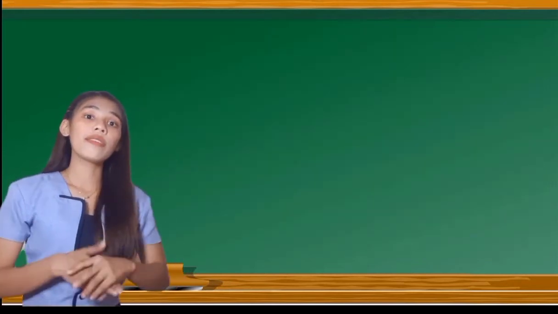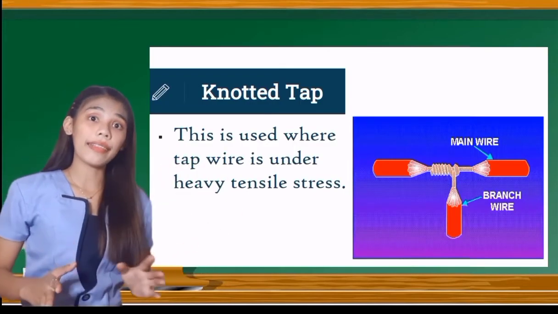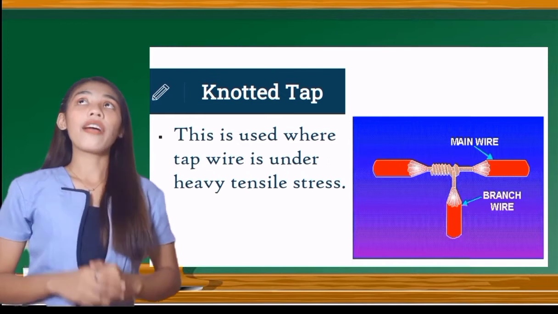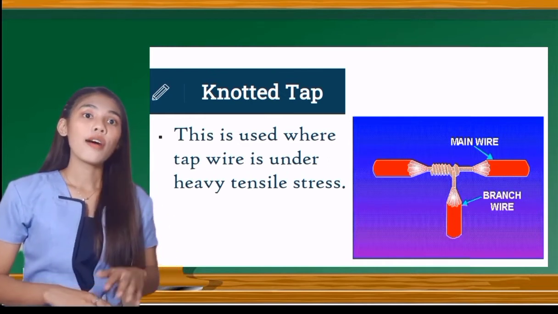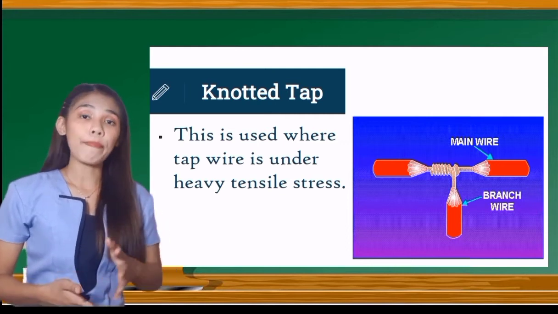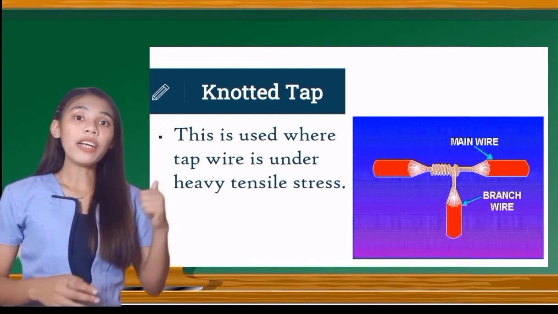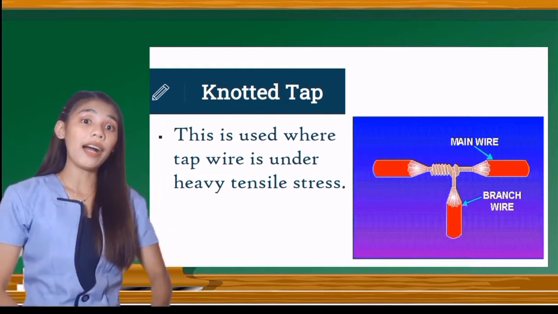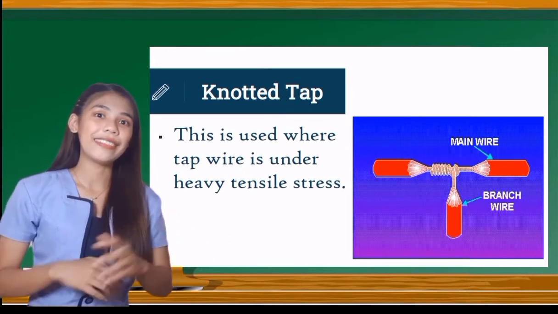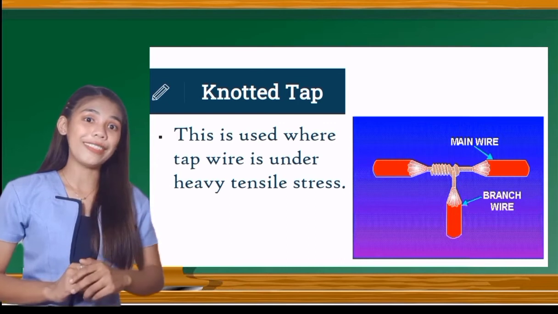Then the third one is what we call the knotted tap. The knotted tap is used where the tap wire is under heavy tensile stress. It is also a way of splicing two wires together. The branch wire is tapped on the main wire by joining it in a T formation. Always remember that the knotted tap is like a T formation.